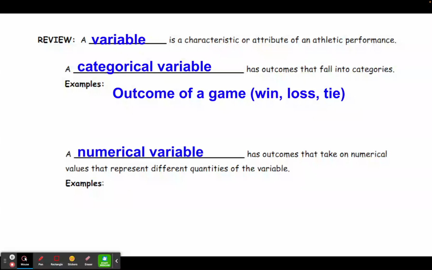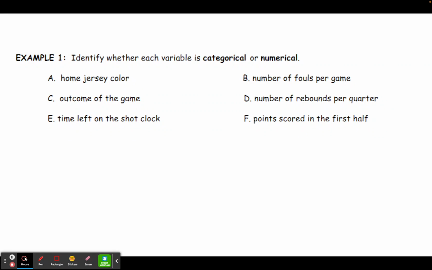You also can collect numerical variables. Numerical variables have outcomes that take on numerical values that represent different quantities of the variable. For example, the score of the game would be numerical. You wouldn't just be interested in whether it was a win or a loss. You would want to know, for example, if the team scored 21 points or 85 points, depending on what type of sport you were looking at.